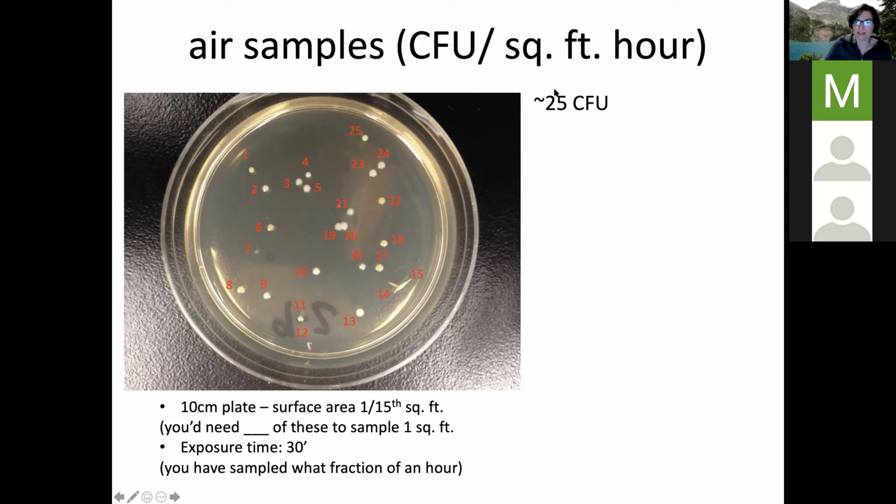So remember, you have to take this number and multiply to account for the fact that we only sampled a fraction of a square foot and we only sampled a fraction of an hour. See if you can figure this out and put your answer into the chat. And we'll just give you a couple minutes to think about it, and then I'll walk you through the math myself.